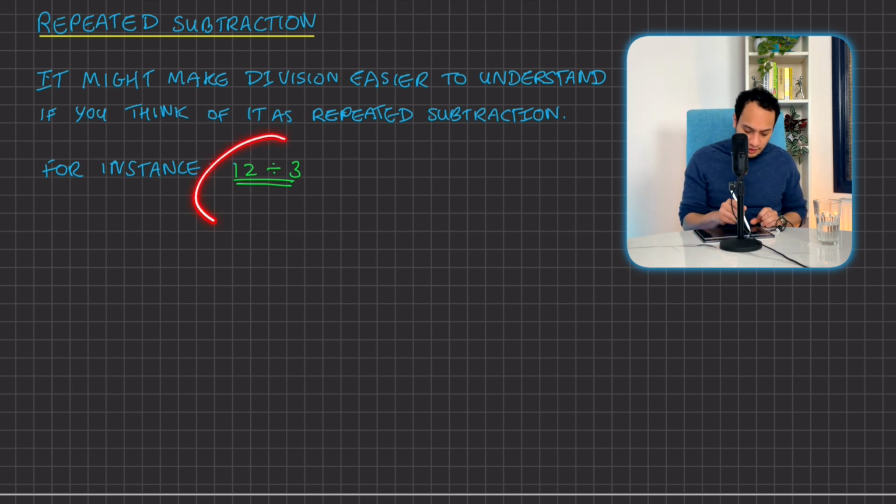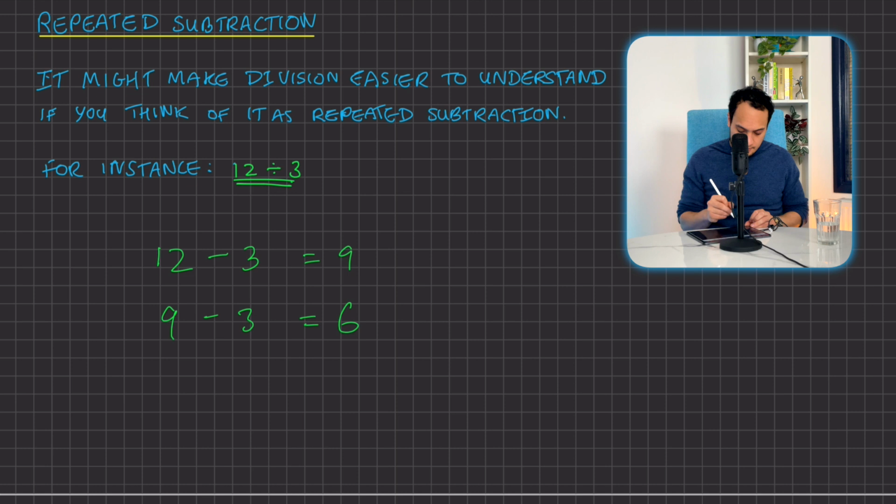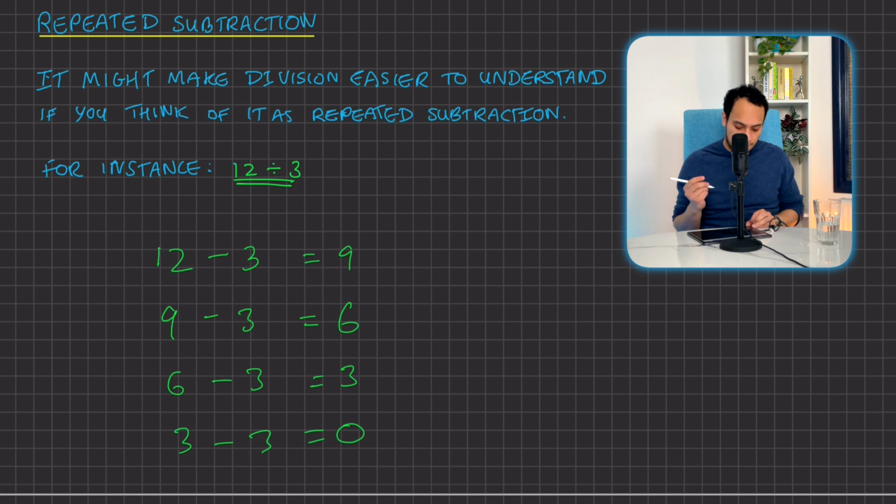For instance, if we were to do 12 divided by 3, which is exactly the same sum that we just did, then what we can do is do 12 take away 3, which equals 9. 9 take away 3, which equals 6. 6 take away 3, which equals 3. And then 3 take away 3, which equals 0. And you can see that I've managed to subtract 3 4 times from 12, which means that our answer to the problem will be 4, or our quotient will be 4.